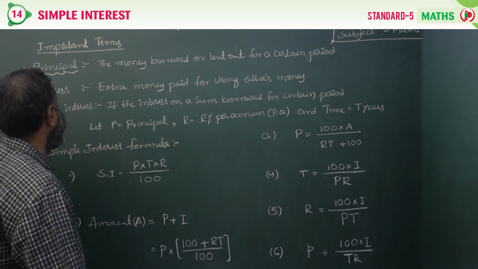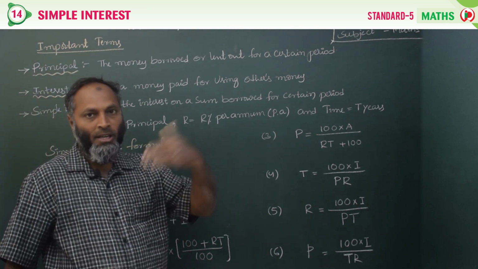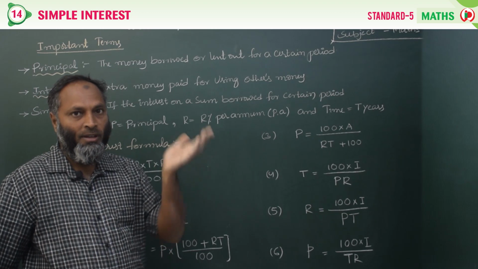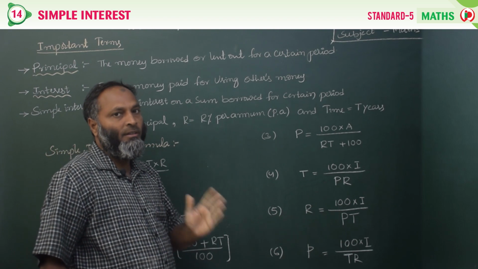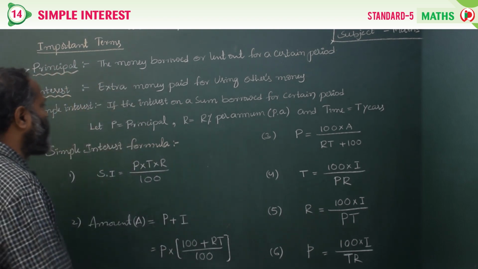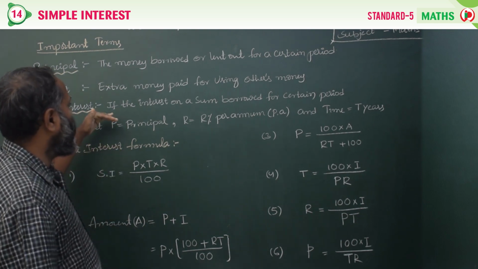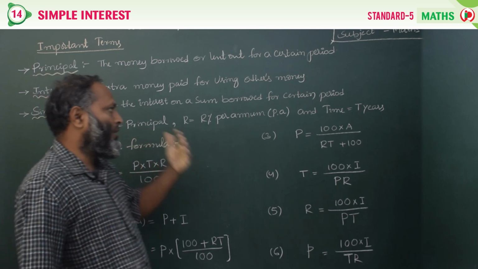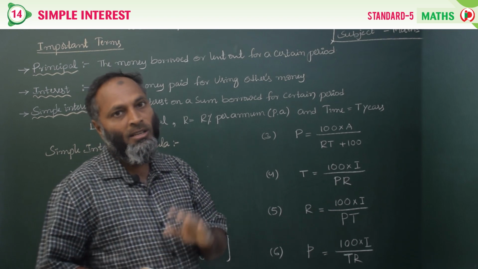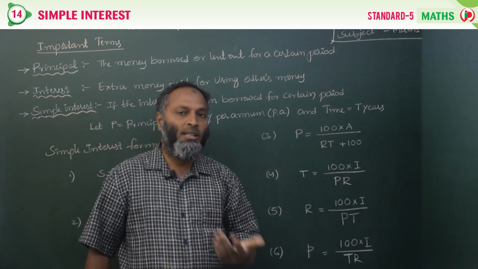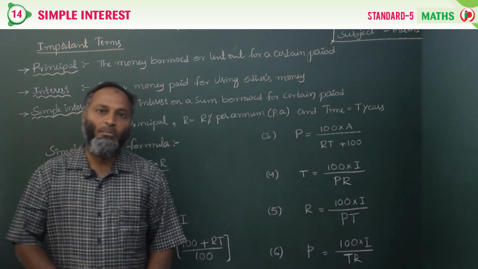Then interest, we know what interest is. Interest means after taking the principal amount from others, whatever we are paying extra, that is the interest. Then simple interest. What is simple interest? If the interest is on a sum borrowed, on whatever sum we are borrowing, how much interest we are paying, that is the simple interest. Whatever extra amount we are paying, that is the simple interest.